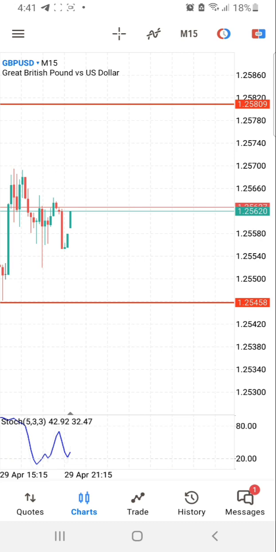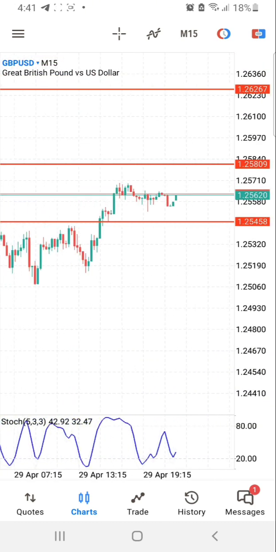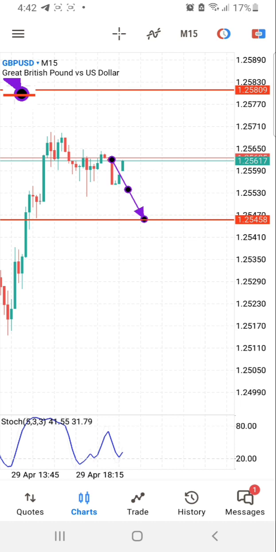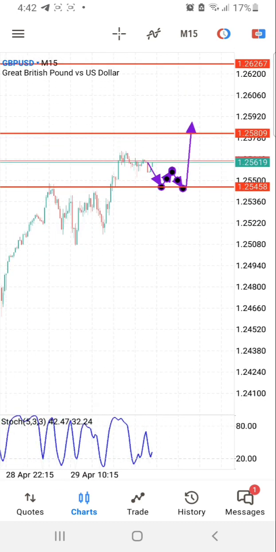So now what we're gonna look for is, our bias is buy. It's a retracement. The market is in a downtrend, but the market is now retracing to then become a buy. So what we're gonna look for here, this is my area. This is my area right here. This is my area.